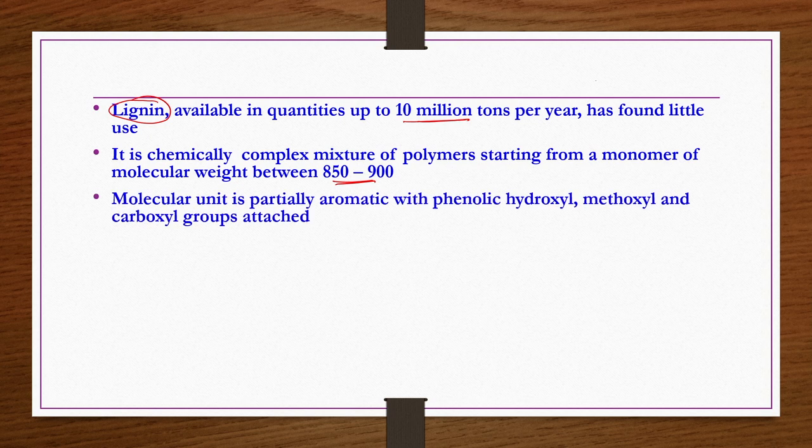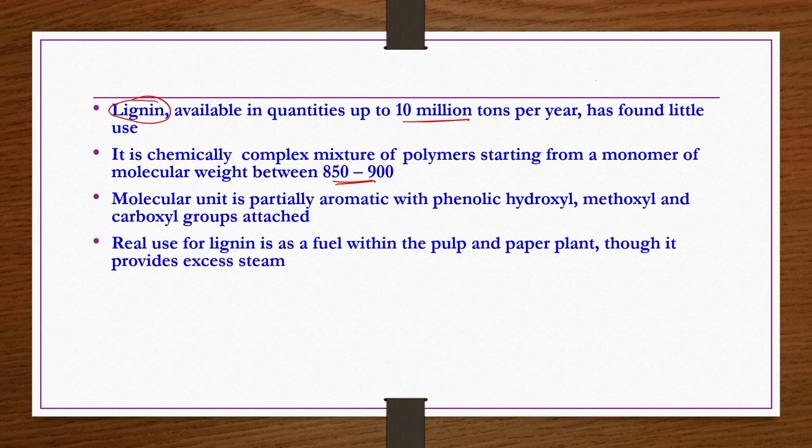Molecular unit is partially aromatic with phenolic, hydroxyl, methoxyl and carboxyl groups attached. The real use for lignin is actually as fuel, right? Whichever way possible, the solid lignin waste that is there after recovering the cellulosic contents can be used within the process as a solid fuel for the boilers, etc. Okay, that is the main use. Actually, there itself it can be used. But however, if excess lignin is there, that should be utilized for other purposes.